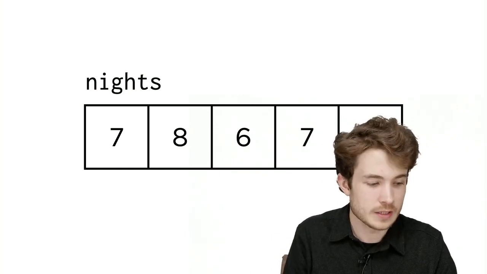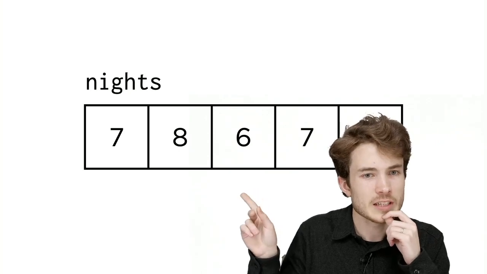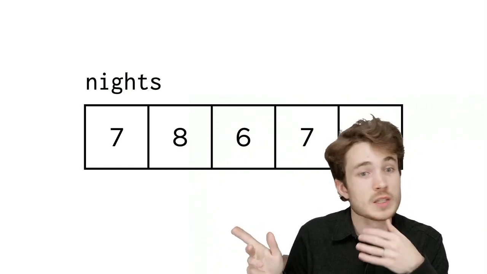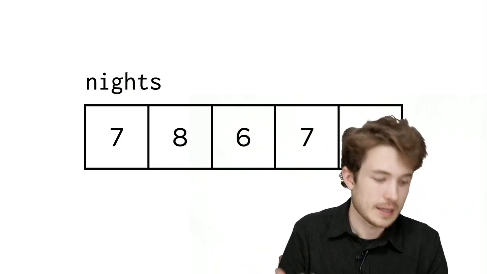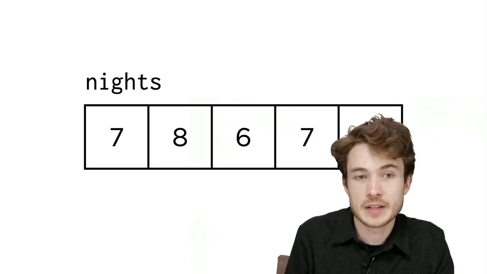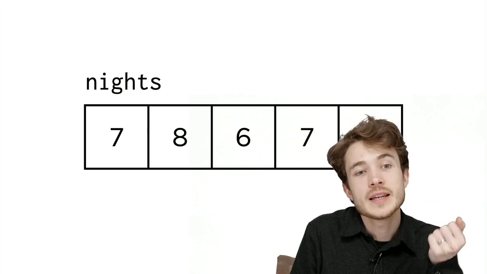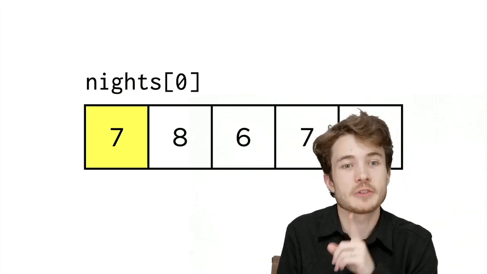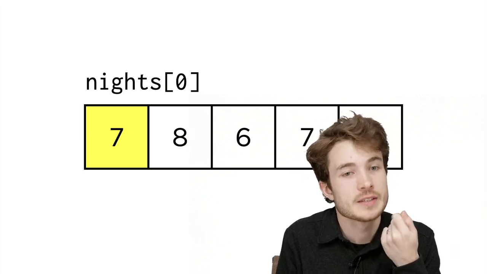And so now we could see, well, on this first night, looks like we slept about 7 hours. On that next night, the next integer here, we slept 8 hours, and then 6, and then 7, and then 8. Again, for a total of 5 nights of data. Now, if we wanted to access not just this entire list of values, but some in particular, well, we have some special syntax that C gives us. We could say something like this, nights bracket 0. And that will give us that very first value in our array. So in this case, 7.